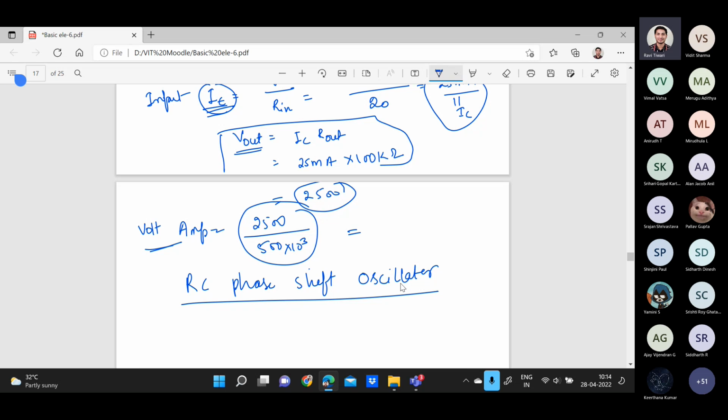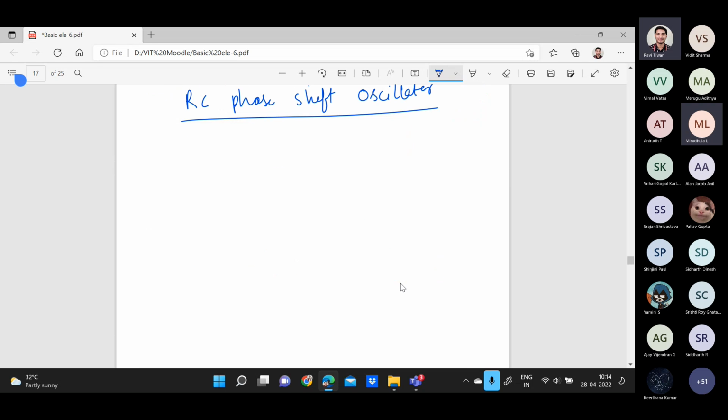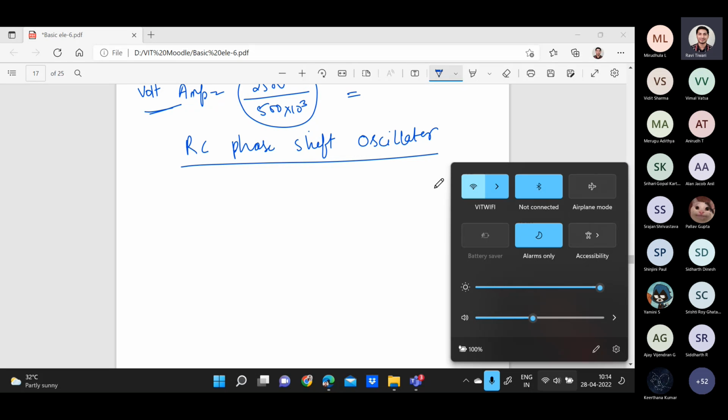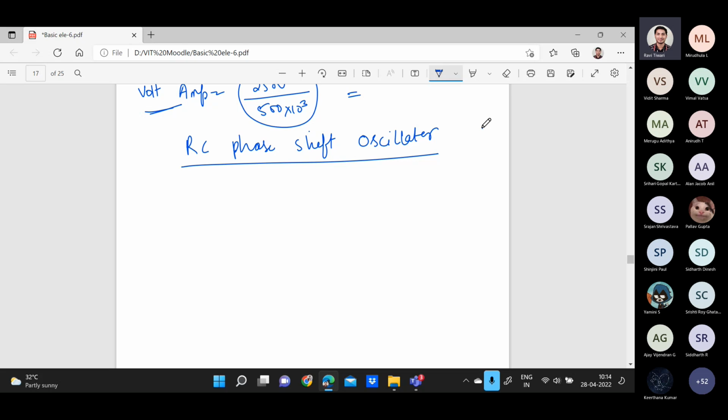So in the RC phase shift oscillator, how did we take IC is equal to IE? See, if it's not specified in the numerical, they are not giving the value of alpha or beta, then in that case, you can assume IC is almost equal to IE, because IB is the recombination current and which is very small. So you can neglect that.